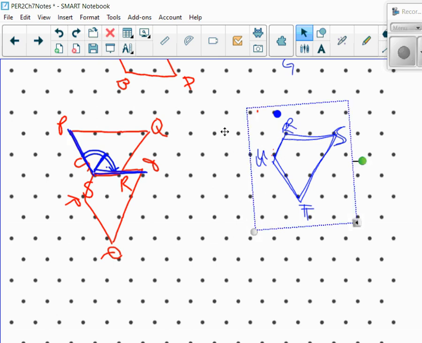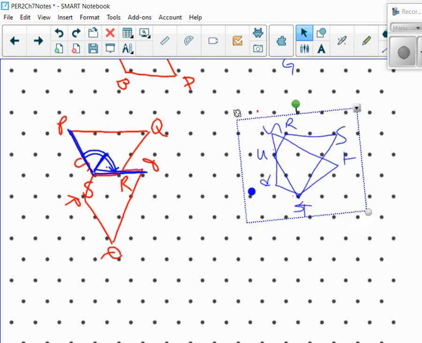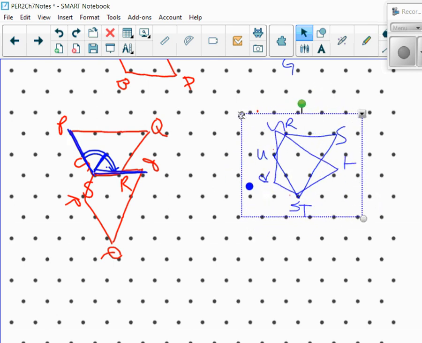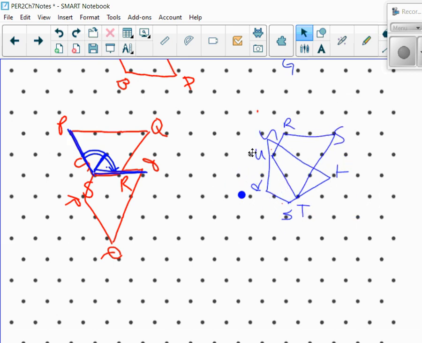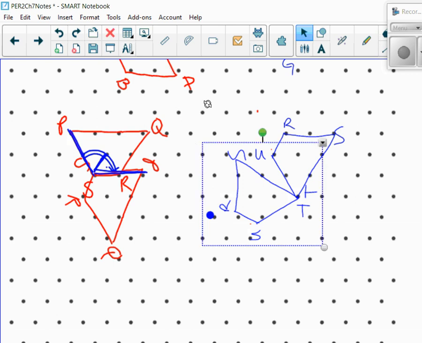I'm going to take this, because I'm rotating the TU. The easiest way is to rotate it to this line right here, that would be 60 and then 120. So this line, TU, has to go like that. I'm not rotating this. There we go.